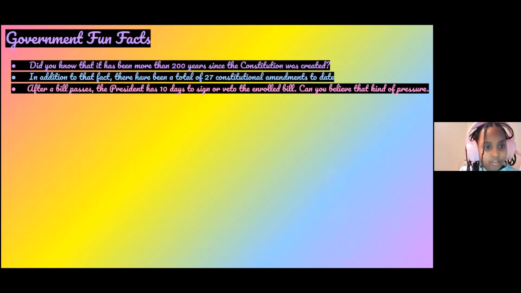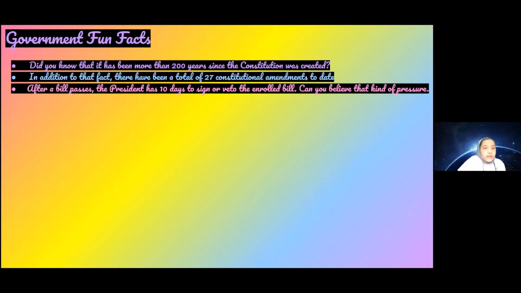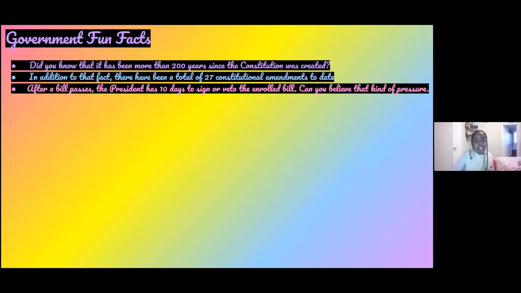Government fun facts. Did you know that it has been more than 200 years since the Constitution was created? In addition to that fact, there has been a total of 27 constitutional amendments to date. After a bill passes, the president has 10 days to sign or veto the enrolled bill. Can you believe that kind of pressure?